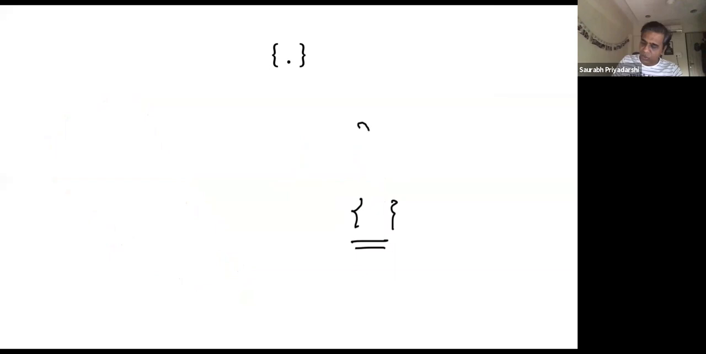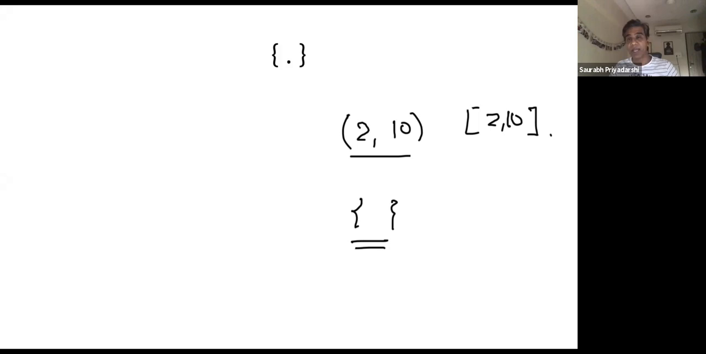Like 2 to 10, right? If I'm saying this, or I'm saying 2 to 10, this, right? So the first one is saying open bracket means you are not including the values 2 and 10, right? But each and every value between 2 and 10, you are just going through each and every value.